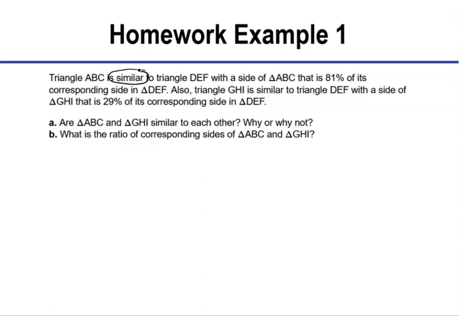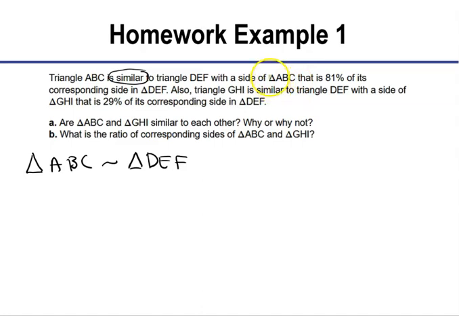So let's try to break down this information into something that makes a little bit more sense and doesn't run together. So triangle ABC is similar to triangle DEF. Let's write that down. So we've got triangle ABC is similar to triangle DEF. Now, that alone means all the angles are congruent, which means they're the same measure, and all the sides are proportional, which means there's a scale factor to get from one triangle to the other triangle, okay? Now, that scale factor is given to us.